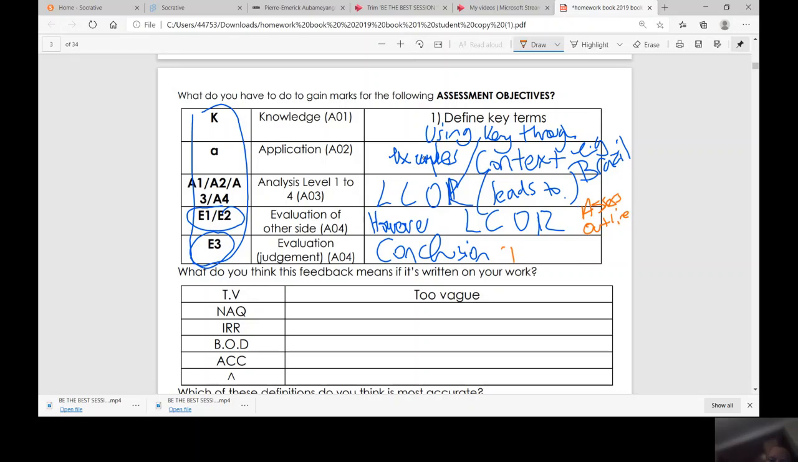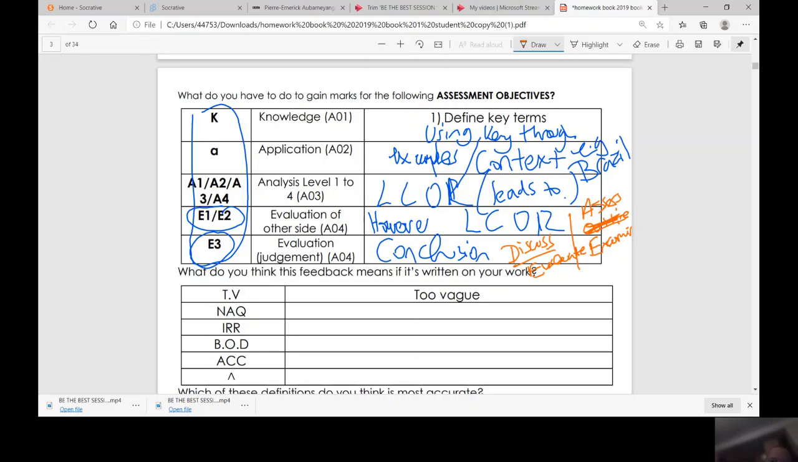When it comes to conclusions, apologies, examine. I'm thinking of the old exam board. When it comes to level 3 evaluation, the questions will be discuss or evaluate. So again, if you can just make some quick notes on those.